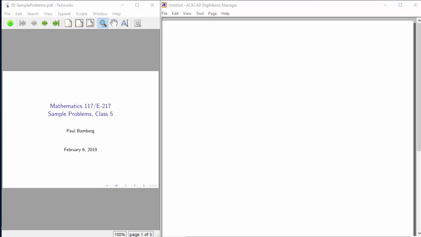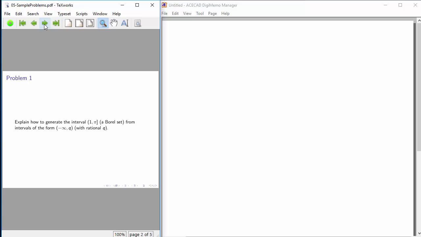Here we go with the sample problems for class 5 of Math 117. There are 4 of these. The 4th one is a rather long proof, and I'm putting it in its own recording. So I'm just going to do 1 through 3. Problem 1 actually introduces most of the techniques that are going to be used in the proof.